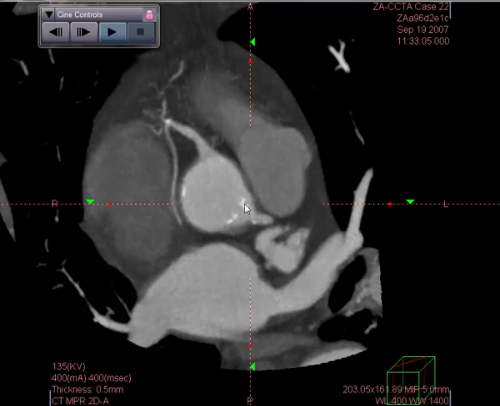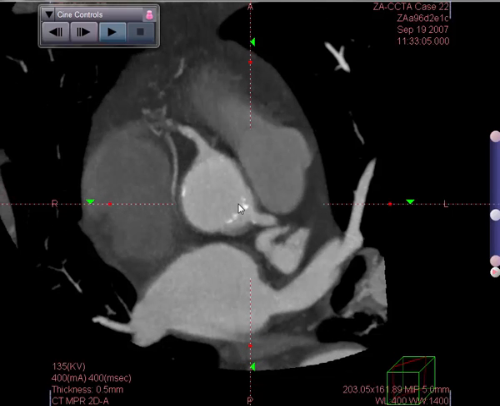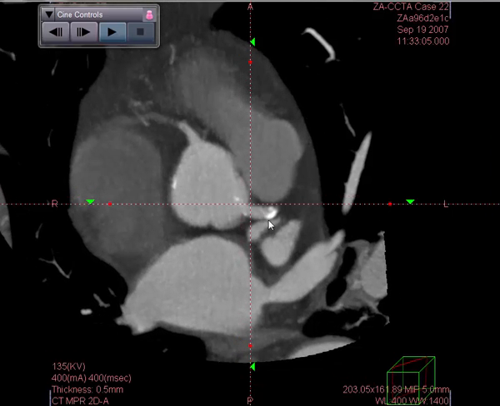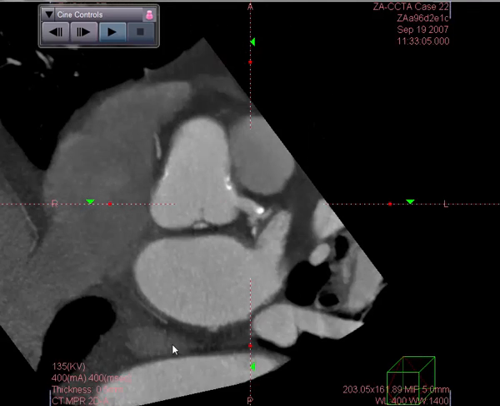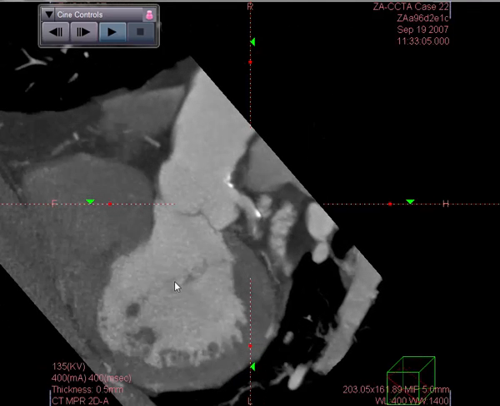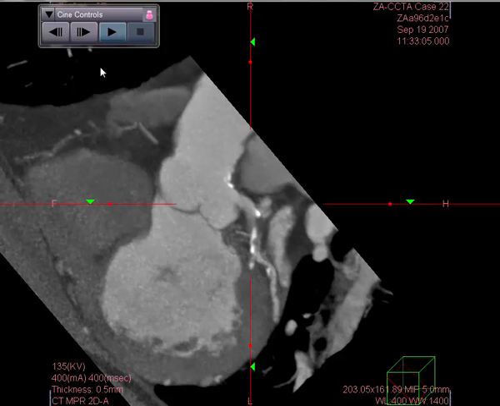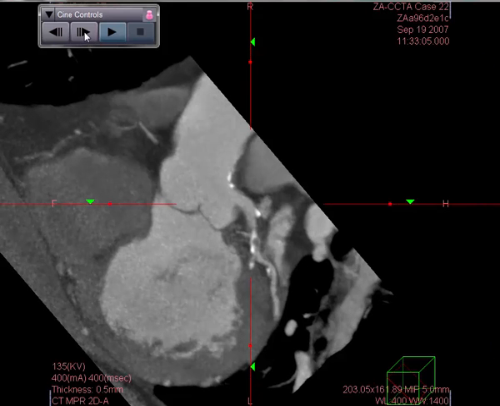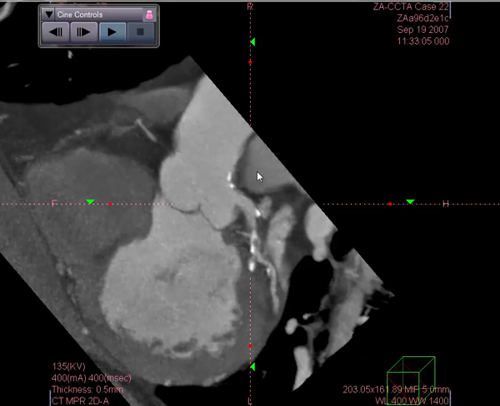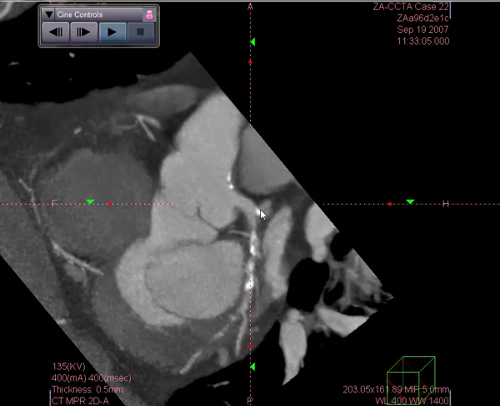So let's begin here. There's clearly some plaque involving the proximal portion of the aorta. We get into the left main area. Let's take a look at that a little bit better. It's a little bit of a motion. Let's see if another phase would be just a little bit more helpful, at least evaluating the left main. I would say the left main is normal. There may be some mild eccentric non-obstructive plaque.